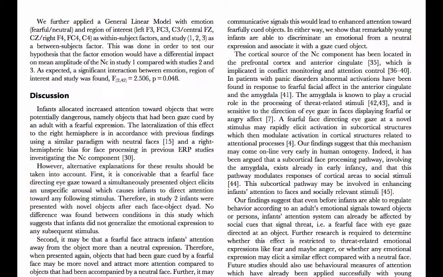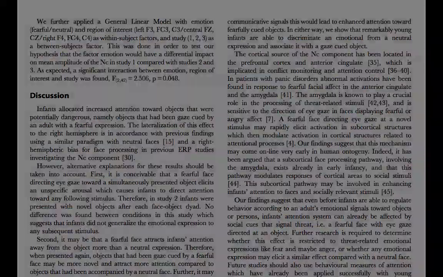Later in the discussion, the authors write, "However, alternative explanations for these results should be taken into account." It is important to highlight alternative explanations in your discussion. It is better if you highlight the alternative explanations as opposed to having a reviewer reject your paper, potentially because you did not highlight these alternative explanations.